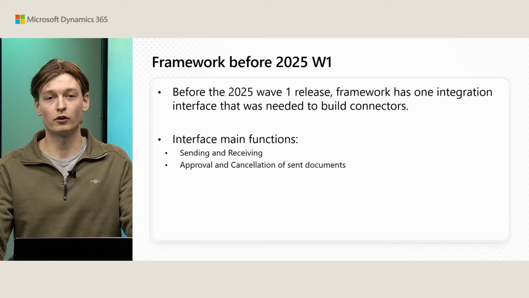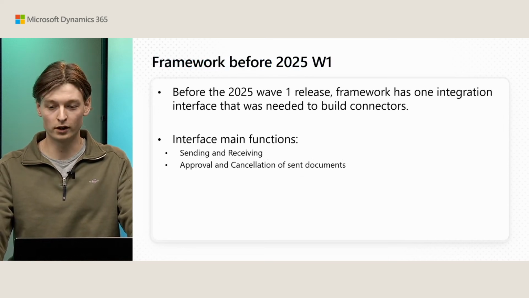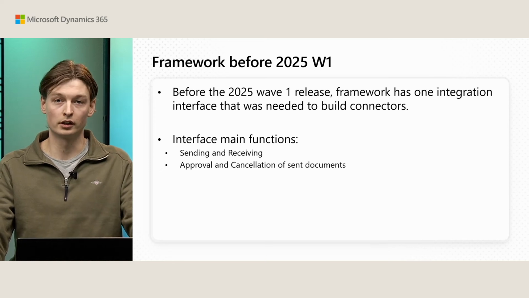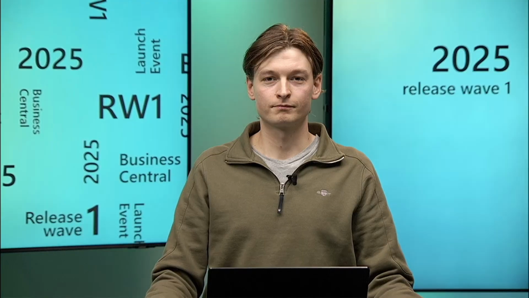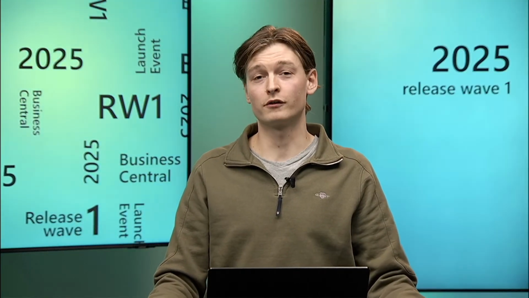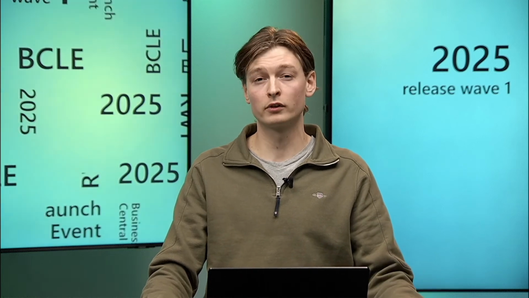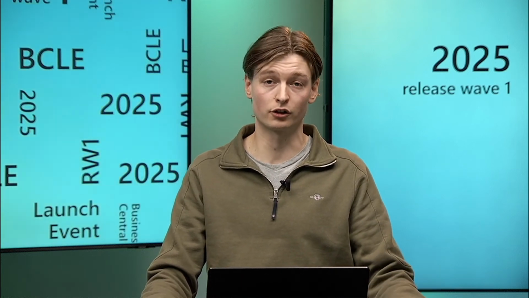So the framework before this release had one integration interface that you would need to implement when you build a connector. This interface had two main functions: for sending and receiving e-documents and for approval and cancellation actions for sent e-documents.